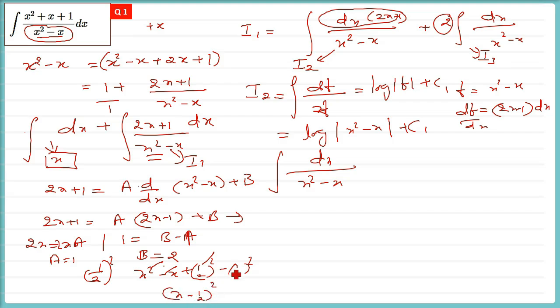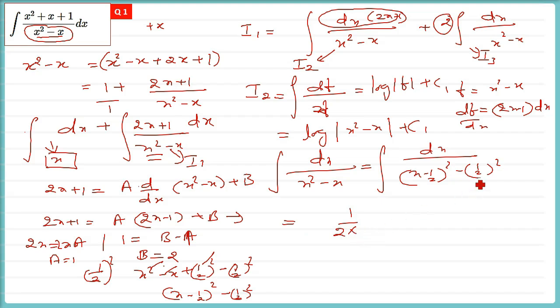This is the first term, and this will be negative 1 by 4. So you can call it 1 by 2 whole square. So this integration will become something like this: dx divided by (x minus half) whole square minus (half) whole square. You already know the formula for the integration of dx by x square minus a square.